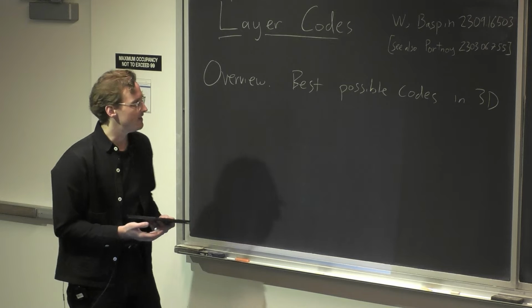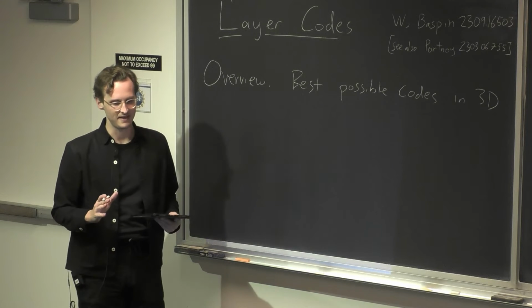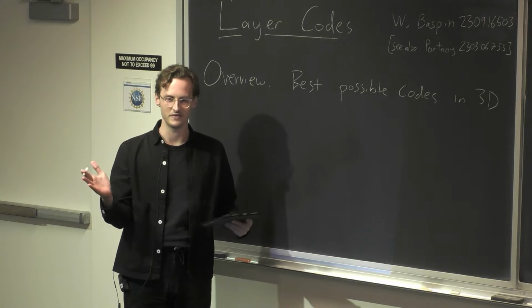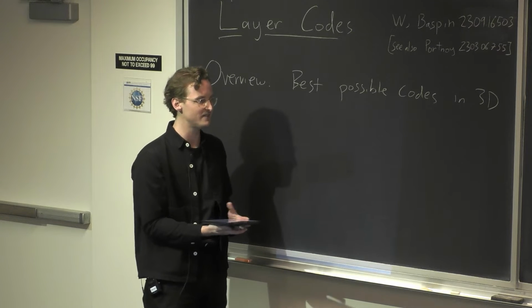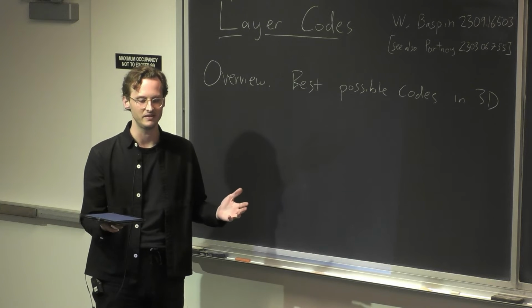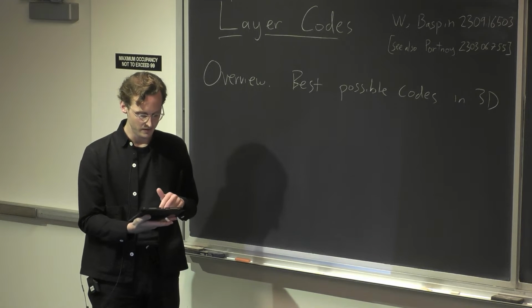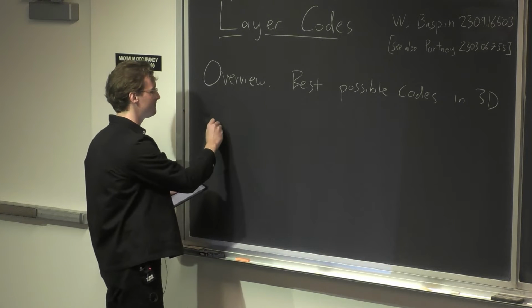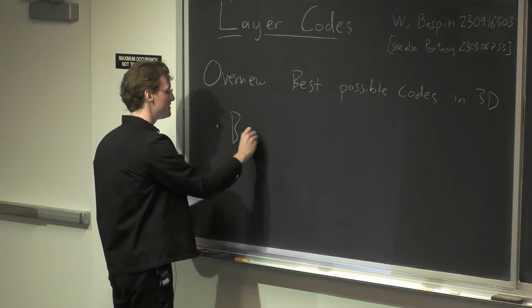Okay, and another nice thing you'll see is that these codes are relatively simple. They just come from coupling a bunch of surface codes together. So in some sense, they have some very 2D features as well, even though you need 3D to actually construct them.